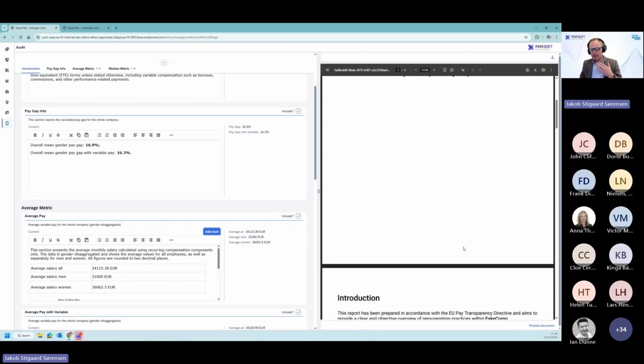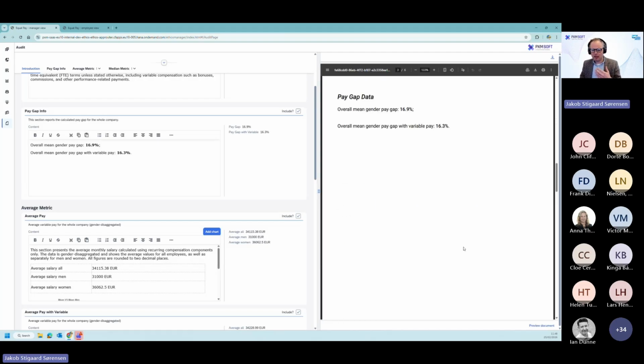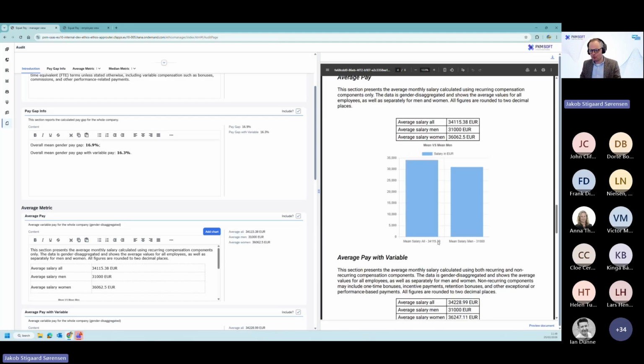I think an important element, and some of you might be scratching your head and saying, if we don't have all the data in our underlying HR system, what do we then do?